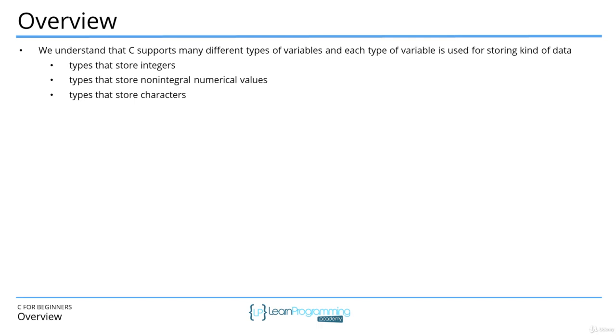But let's talk about the ones that are supported by the C programming language. Up until this point, we know that C has many different types of variables that hold different types of data. We know that from creating and initializing variables. You can have types that store integers, numbers essentially. You can have types that store non-integer numeric values, things like scientific notation, or Booleans, which are true and false values. And then you also have data such as characters, either a single character or many characters, which is referred to as a string.